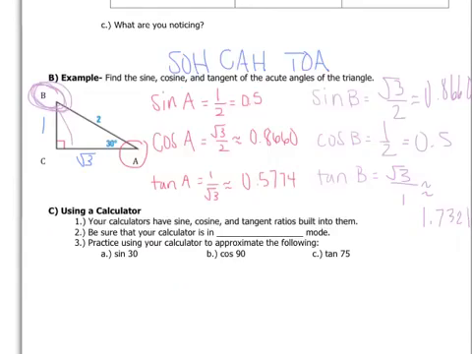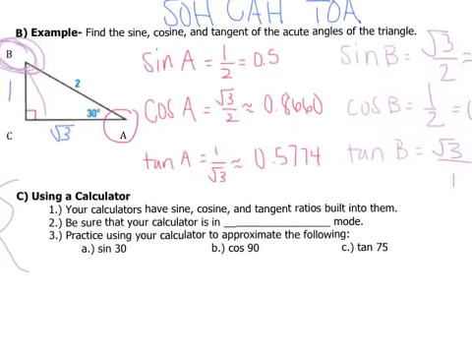Before we answer that, we're going to take just a second to look at how we use our calculators to use those built-in ratios. You may have seen sine, cosine, tangent buttons on your calculator before. Like I said, your calculators have the sine, cosine, tangent ratios built into them. First of all, this is really, really important. You need to make sure that your calculator is in degree mode.